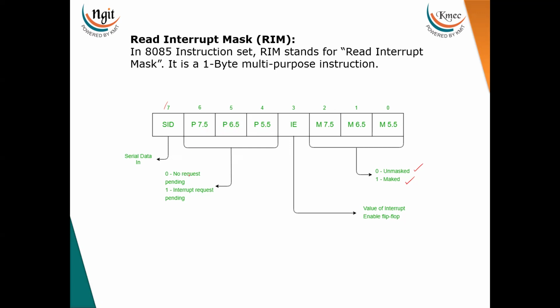If it is 0, no request is pending. If it is 1, an interrupt request is pending. Now this is about the RIM instruction. So with this we have finished the interrupt concept.